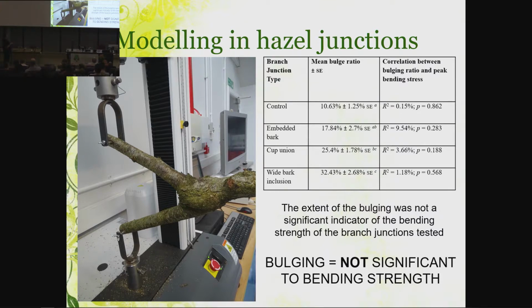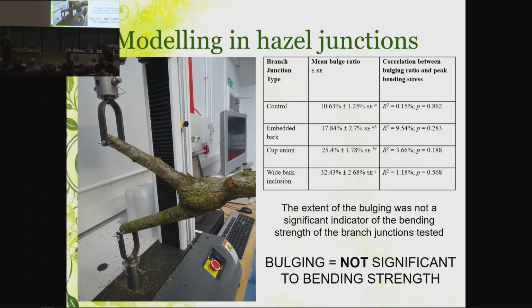Essentially, within those groups, did the bulges tell you anything about the strength of those junctions? And the statistics say no, it didn't say anything. You couldn't have predicted the strength from the extent of the bulge. Well, if it was bulged over about 10%, there was definitely bark inside. That's useful.